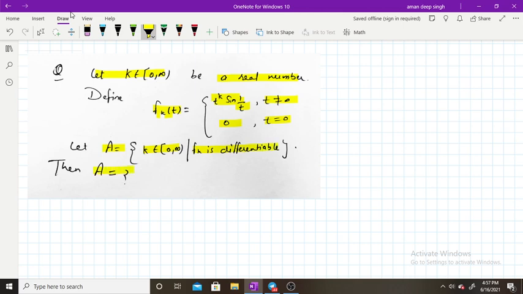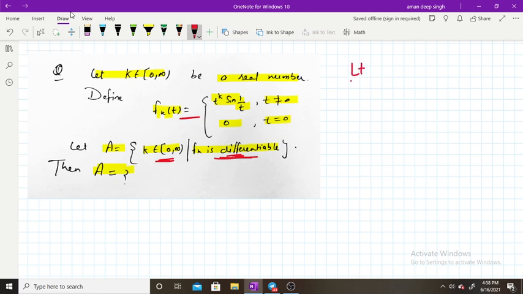Then A is equal to what? Basically, in such a question we want to find for how many values of k the function f_k is differentiable. For that we use the definition of differentiability. We have to check for how many values of k this f_k is differentiable, so we have to know the definition.